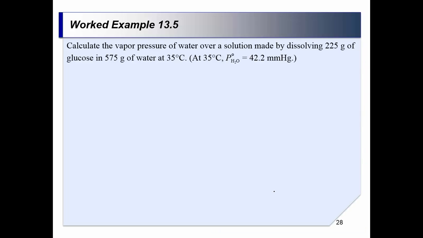So if we're going to calculate the vapor pressure of water over a solution made by dissolving 225 grams of glucose in 575 grams of water, what we need to do is first start with the mole fraction of water. Remember, in order to calculate the mole fraction of water, we will need moles of water divided by total moles. So we have 225 grams of glucose.